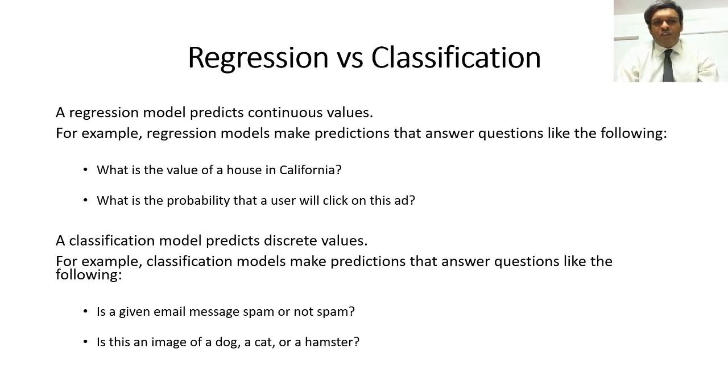Is this image of a dog, a cat, or a hamster? Now here you have more than two categories, where you are trying to identify what animal it is which we can see in the image. So that is what is known as a classification model.